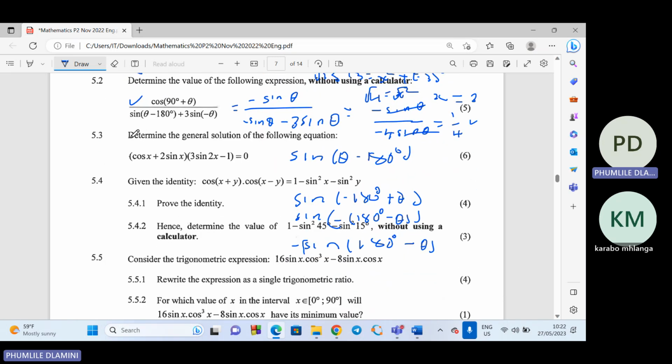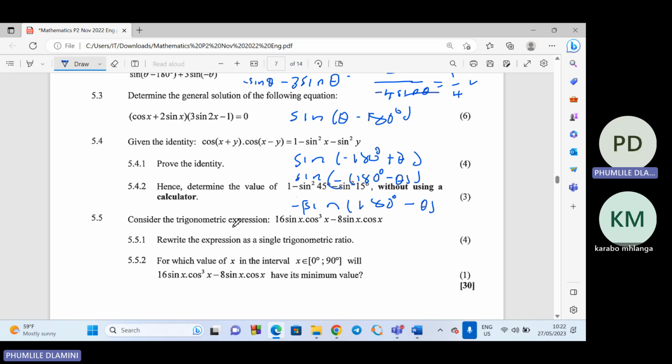So we're going to stop. This one says determine the general solution of the following equation. We haven't touched general solutions yet. We want to do it later. We're going to leave it. We are only doing questions that we already covered today.